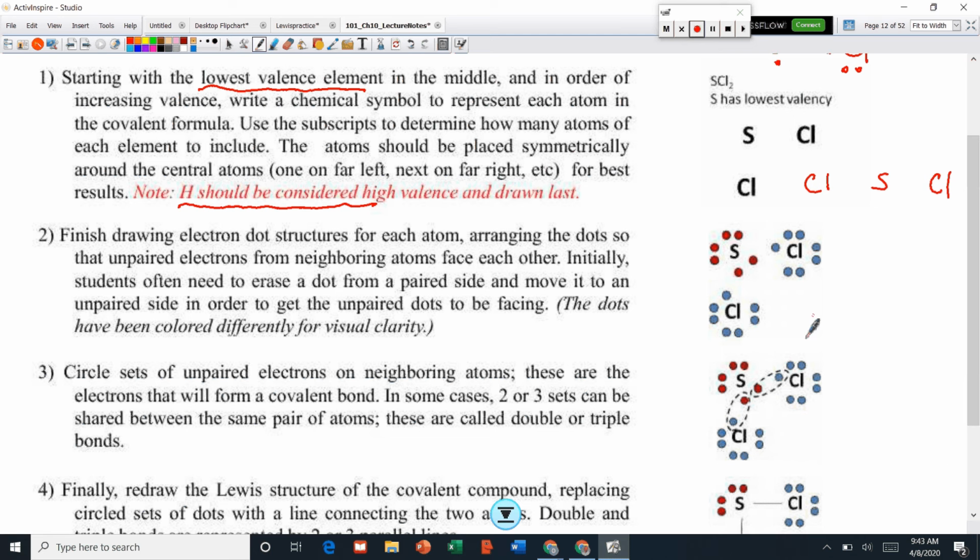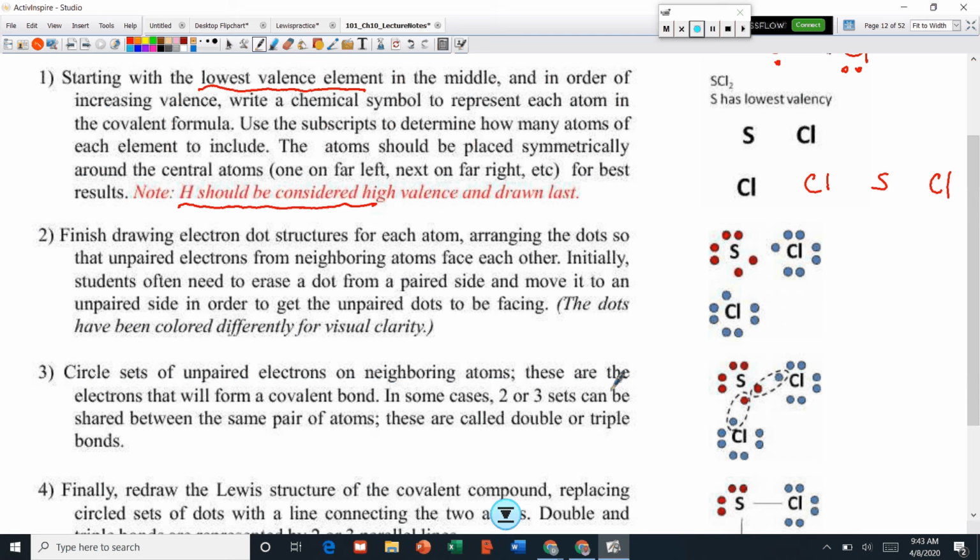So going through this and looking at this, I want to show you some practicality of this. It says finish drawing the electron dot structures for each one. So we put the electrons around it. I'm going to show you another method today called needed, available, shared.